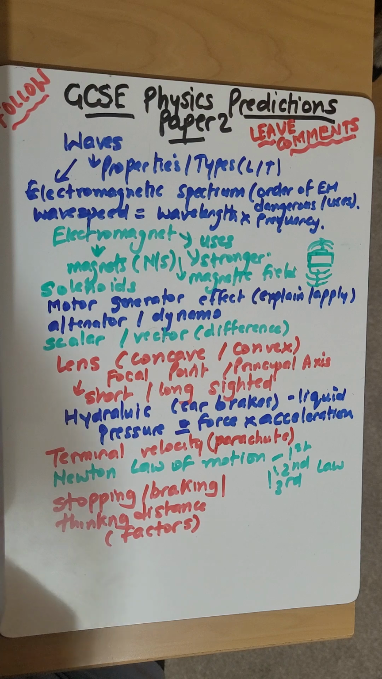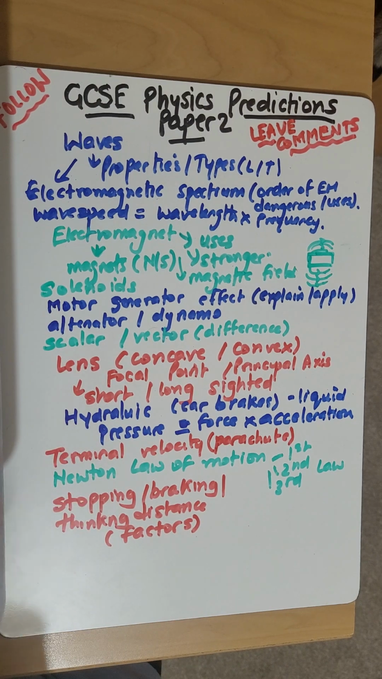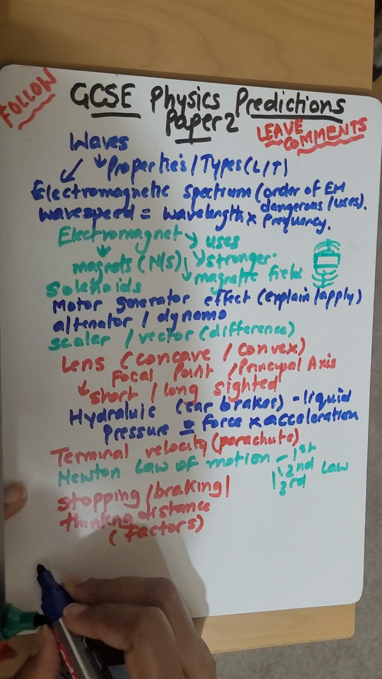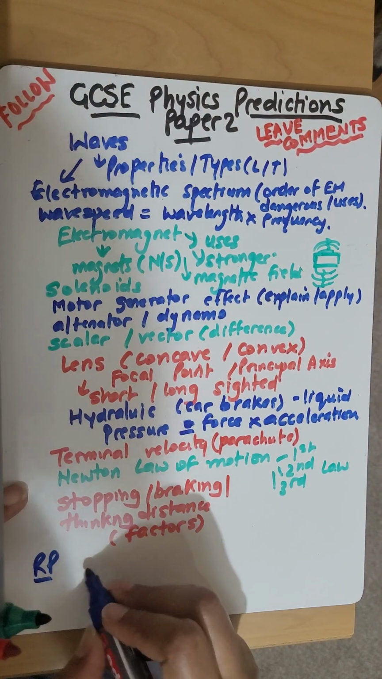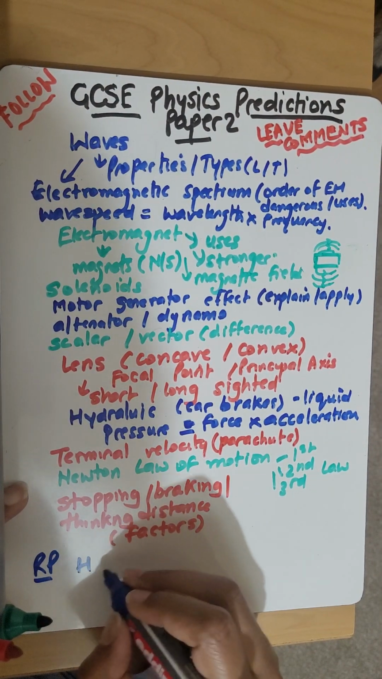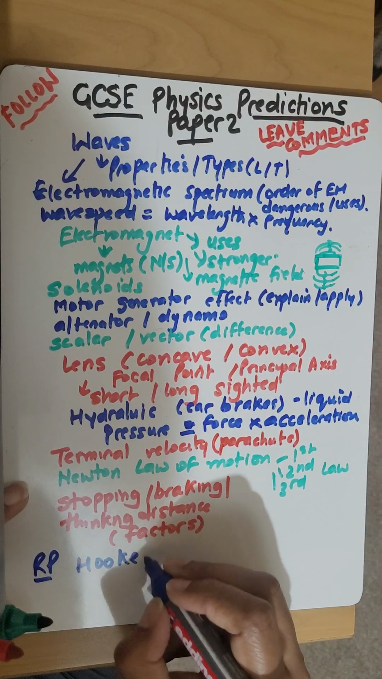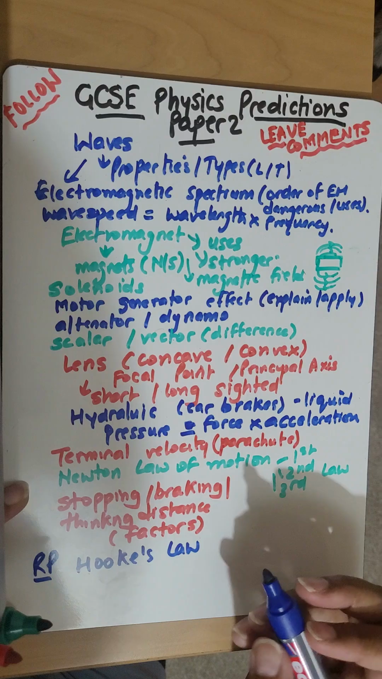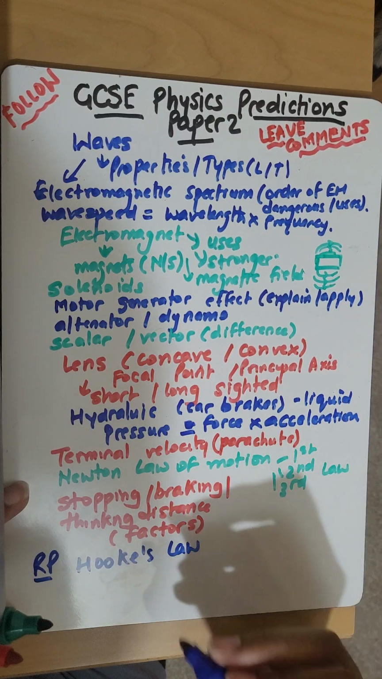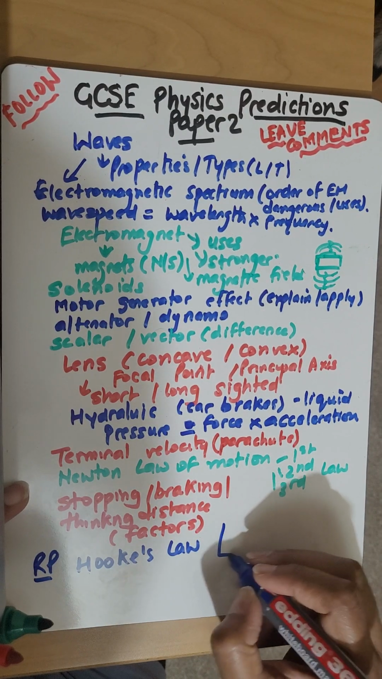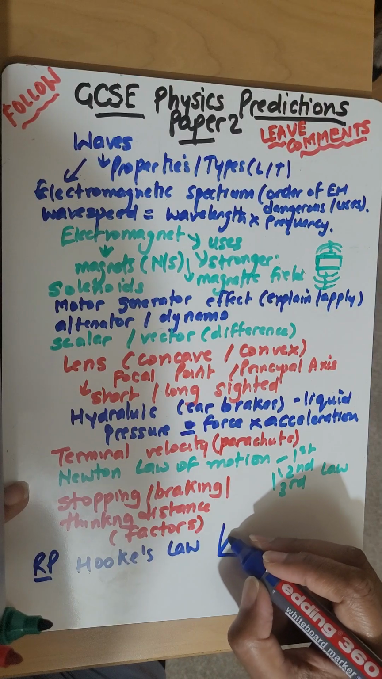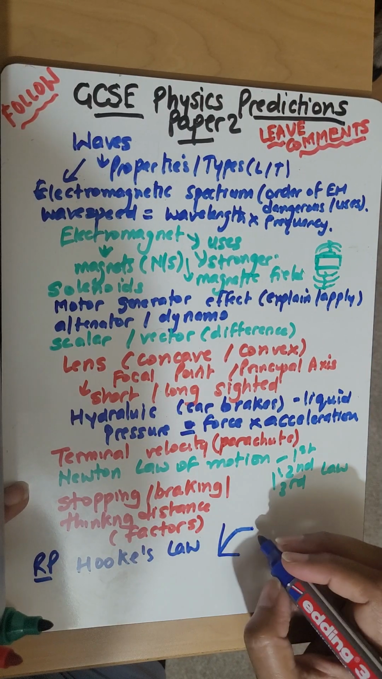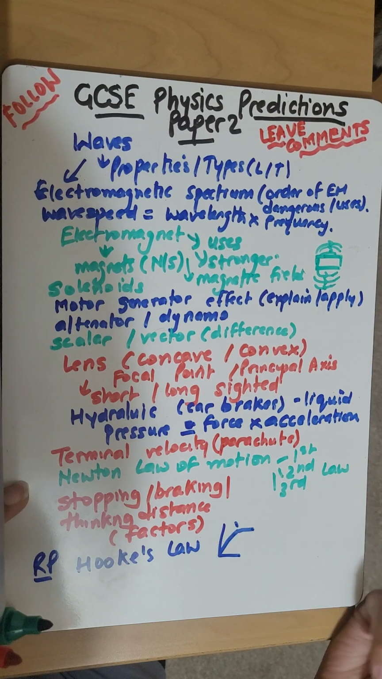In terms of your required practicals, let's have a look at the required practicals. So you've got Hooke's law. Now Hooke's law is about how the spring, if you overload it, no longer gives you a straight line. So if Hooke's law applies, you should get a directly proportional line. But if it goes beyond, then it starts going off. So at this point here, it's no longer applying Hooke's law.